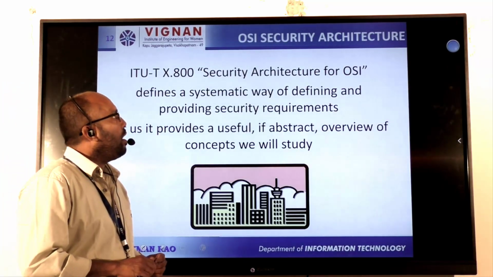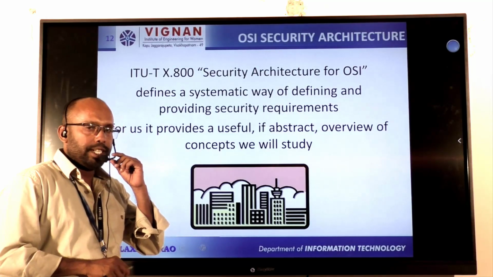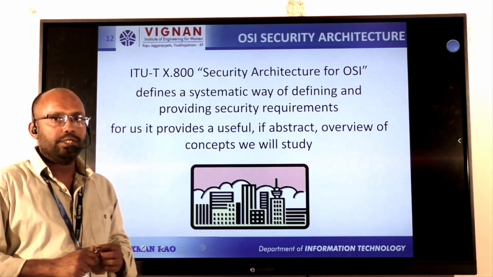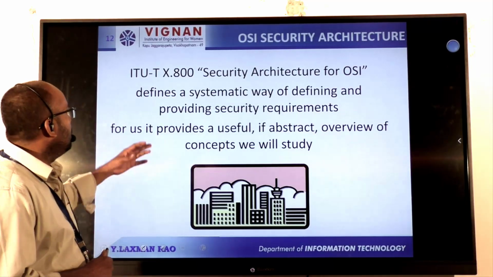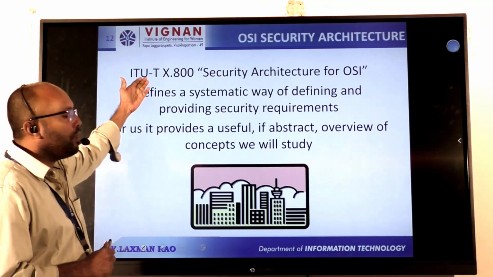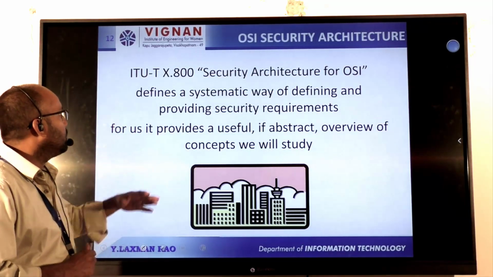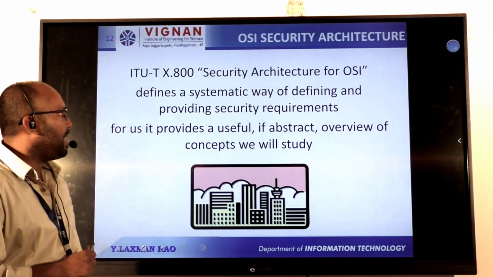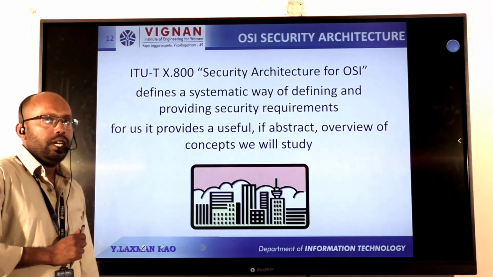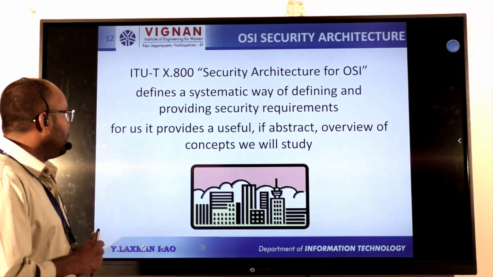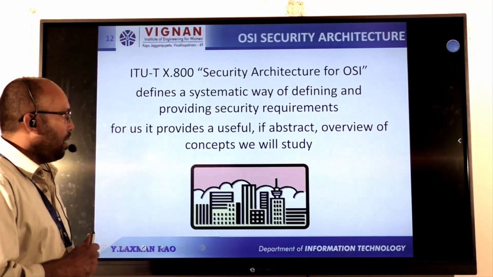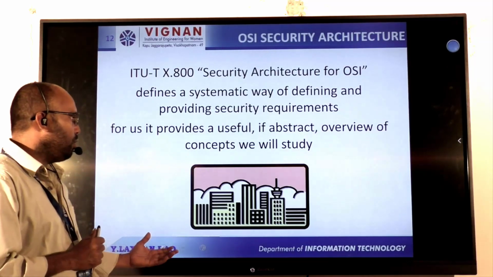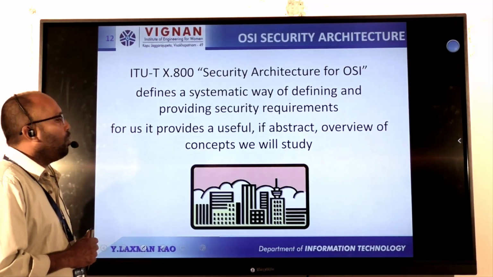There is an OSI standard for security. In order to achieve security, we have to follow the OSI security architecture, that is, Open Systems Interconnection architecture. It is provided by the ITU-T, the International Telecommunication Union for telecommunications. It is a security architecture for OSI, which is a standard. It defines a systematic way of defining and providing security requirements for us. It provides a useful, if abstract, overview of the concepts that we are going to discuss. So this is the OSI architecture.